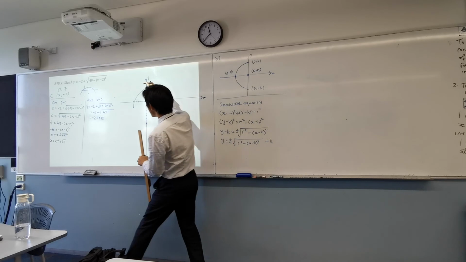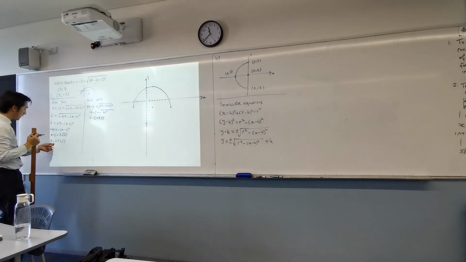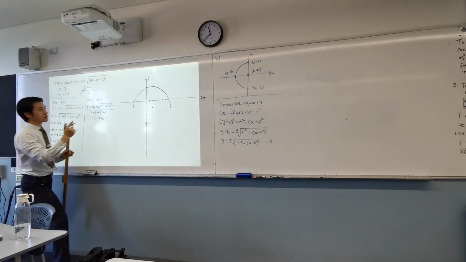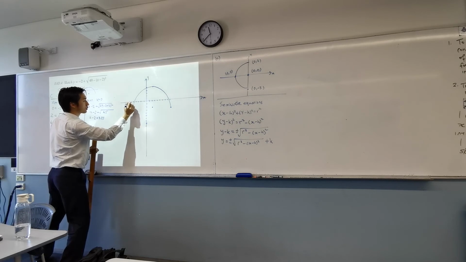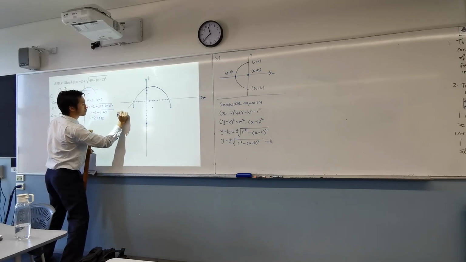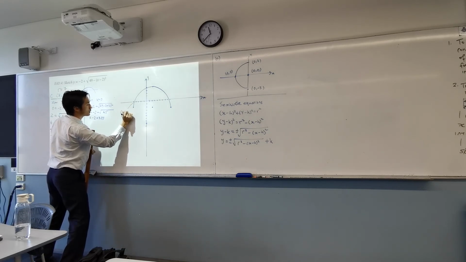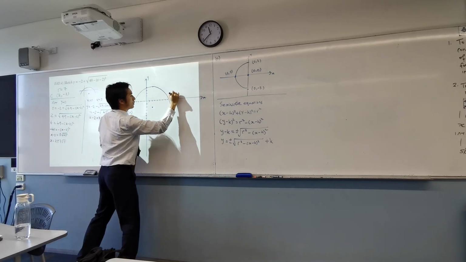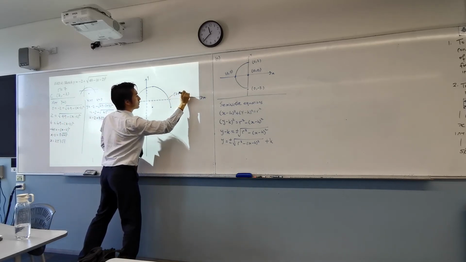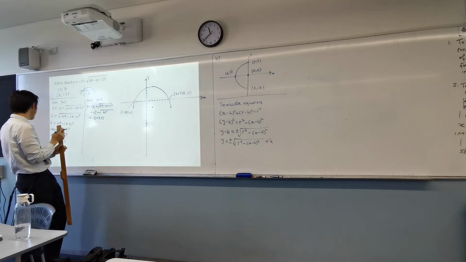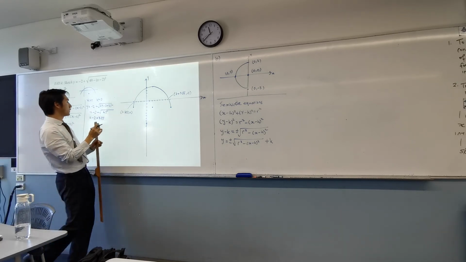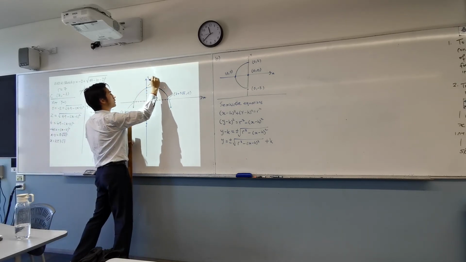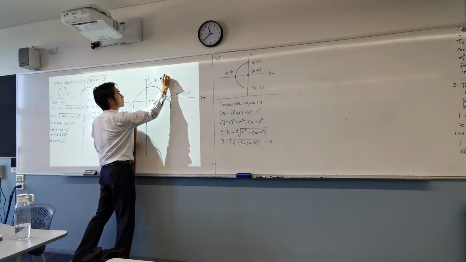Okay, let's put all of our points in. The x-intercepts are 2 minus 3 root 5, and also 2 plus 3 root 5. And our y-intercept as well, which is negative 2 plus 3 root 5. So it's 0, negative 2 plus 3 root 5.